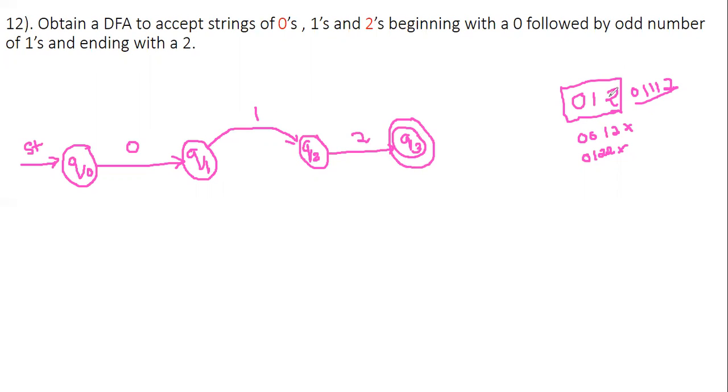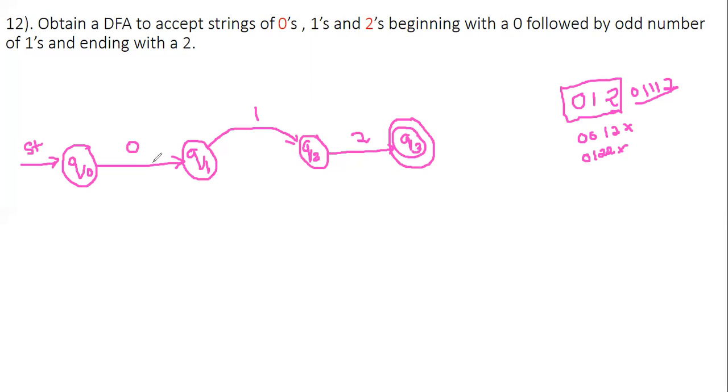Then later, if it is like 0 1 1 1 2, yes, it should be accepted, right? But we don't have that here. In case of q2, see 0 1, after that we have two more ones, right? So that should be processed. But in q2, we don't have a transition for either 0 or 1. So we need to provide some transition for q2 so that if it is having an odd number of ones, then it should move towards the final state. If it is having an even number of ones, then it should move towards the trap state. So here I'm going to write the trap state for these two examples.